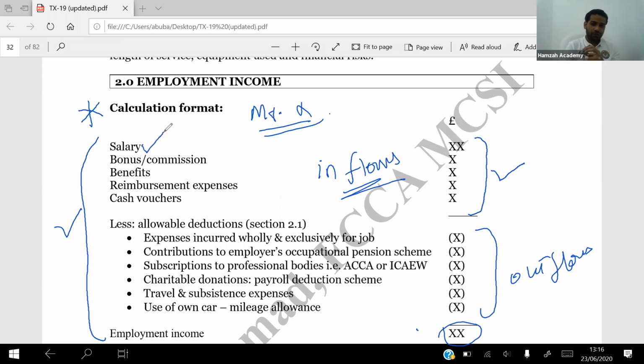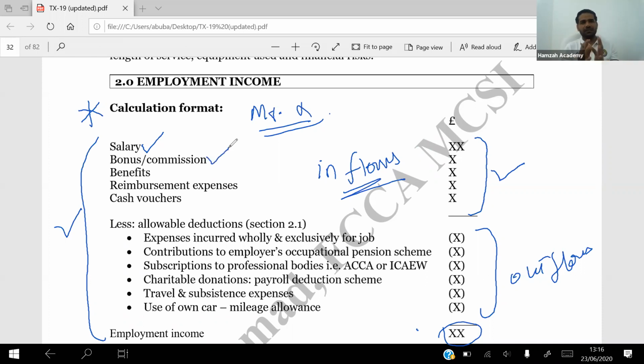Salary, of course, he's drawing a salary. Again, Mr. X is employed, so he must be getting some salary, some benefits, some other factors. Now, the salary, just to confuse the students, the examiner can even put that he's drawing a weekly salary of £400 or a monthly salary of £1,600, and then you need to calculate, or they will straight away give you the yearly salary.